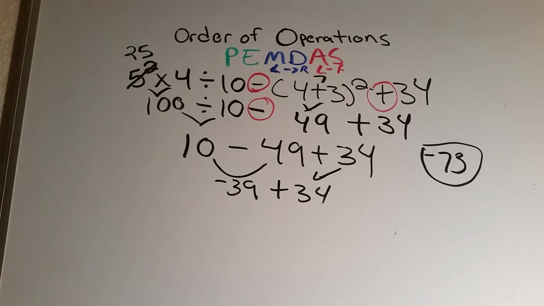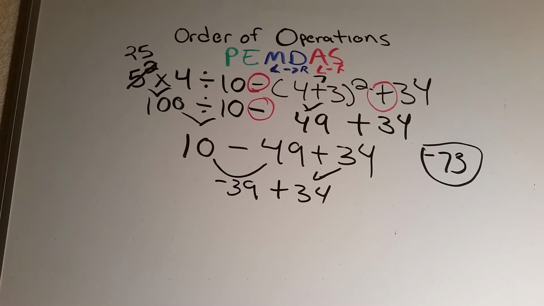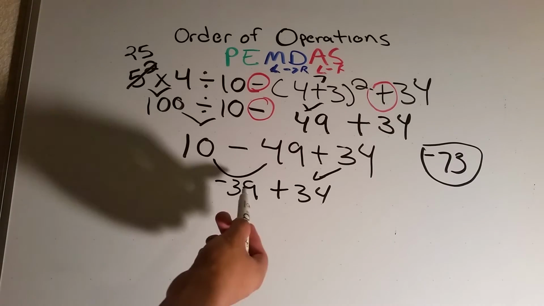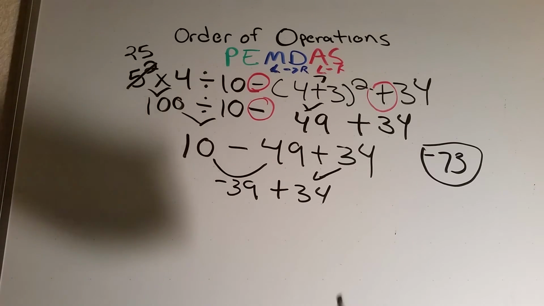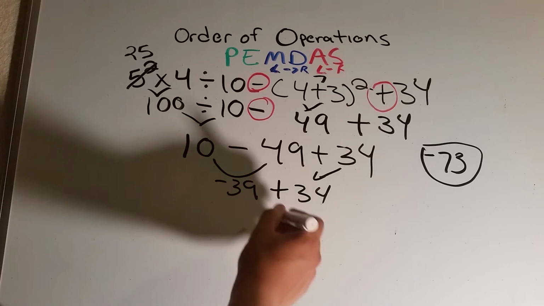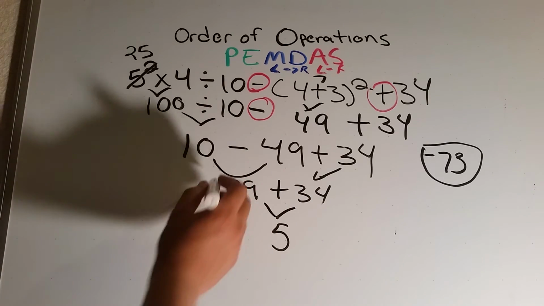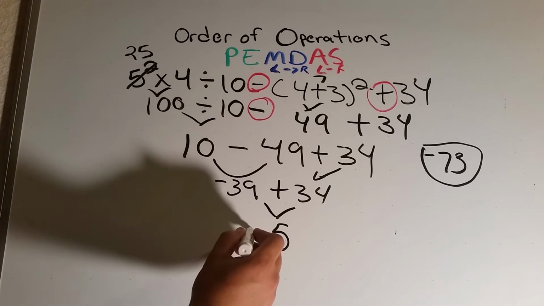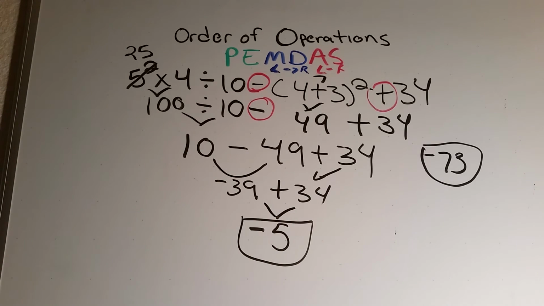And again, we're going to compare the numbers. They have opposite signs, right? One's negative, one's positive. So once again, we're going to compare the quantities. 39 is bigger than 34. So when you have opposite signs, what you do is you take the sign of the biggest quantity, which in this case is 39. So the difference between 34 and 39 is going to be 5. And the sign of the bigger quantity is negative, so we're going to keep the negative sign. And your actual answer is a negative 5.